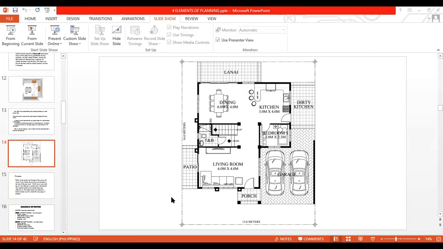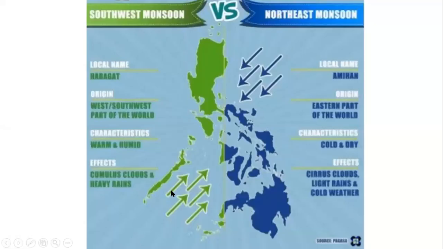Okay. So this one, I think we're already familiar with. This is the northeast monsoon. Its prevailing winds come from here toward your area, and the southwest is there, right? The northeast is usually cold and dry, and the southwest is warm and humid.